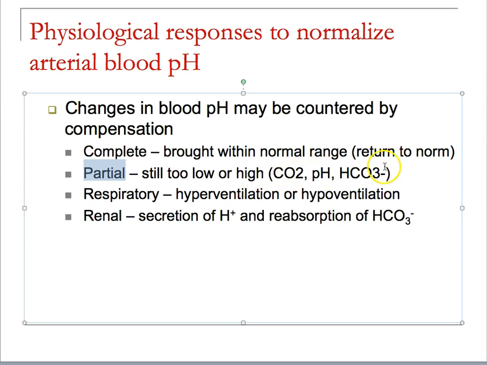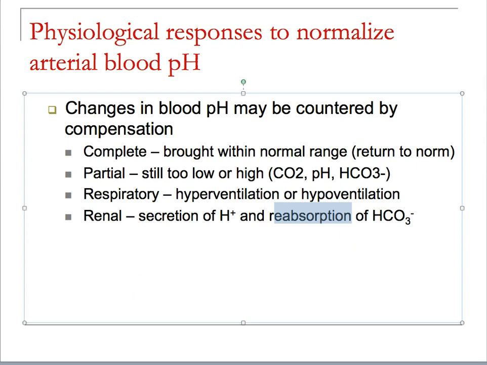Okay, so your kidneys are failing. Your lungs are going to try to increase the amount of carbon dioxide being excreted. The pH may go back to its normal range, but your bicarb may not be in its correct range. That would be partial compensation. Respiratory compensation would be either hyperventilation or hypoventilation. And renal compensation is going to be secretion of hydrogen protons. Notice I'm saying secrete, so you pee out more hydrogen and you reabsorb more bicarb. So if the renal system is compensating for a failing set of lungs, you'd expect to see a higher concentration of bicarb inside the body if at all possible.